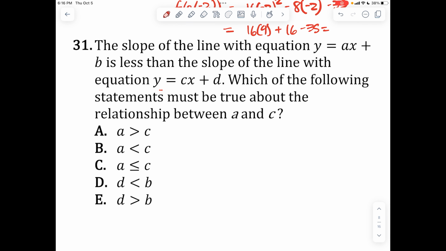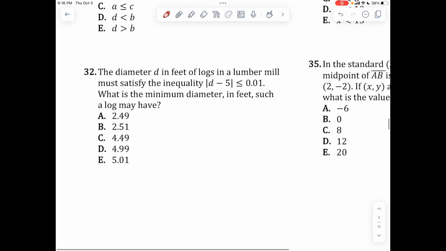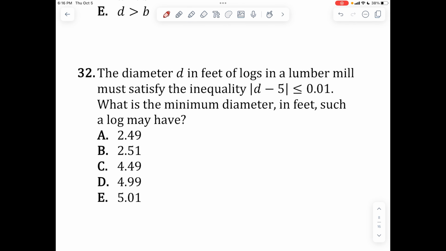The slope of the line with the equation y equals ax plus b is less than the slope of the line with this equation here. Which of the following statements must be true about the relationship between a and c? So a is the slope here, c is the slope here, and it says that the slope of this one, aka a, is less than the slope of the other one. It's b.